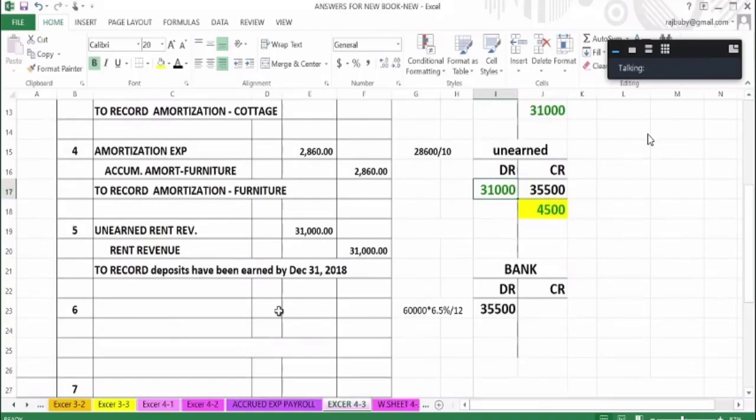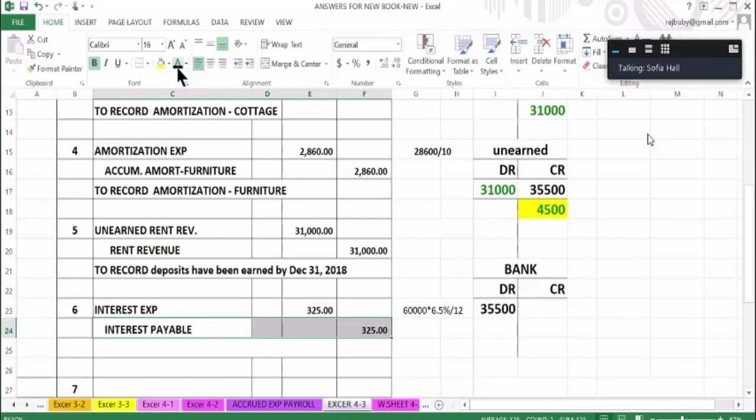$325. I just divided. Multiply by percentage and divided by 12. Yes, that one, 6.5% for the year. That one is for the year, right? Then you have to calculate according to that and divide by 12. That is the interest expense. The credit is interest payable. That one is going to be in your book.